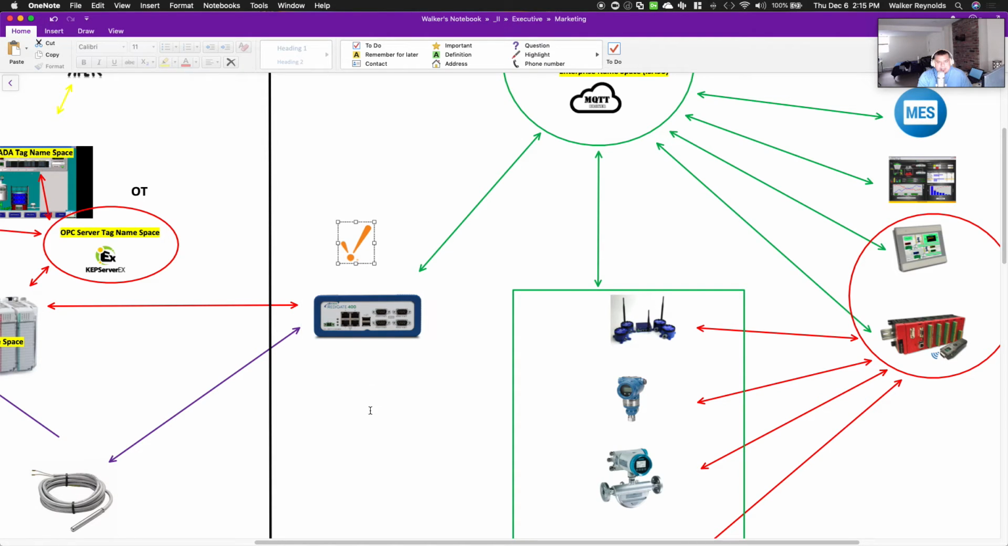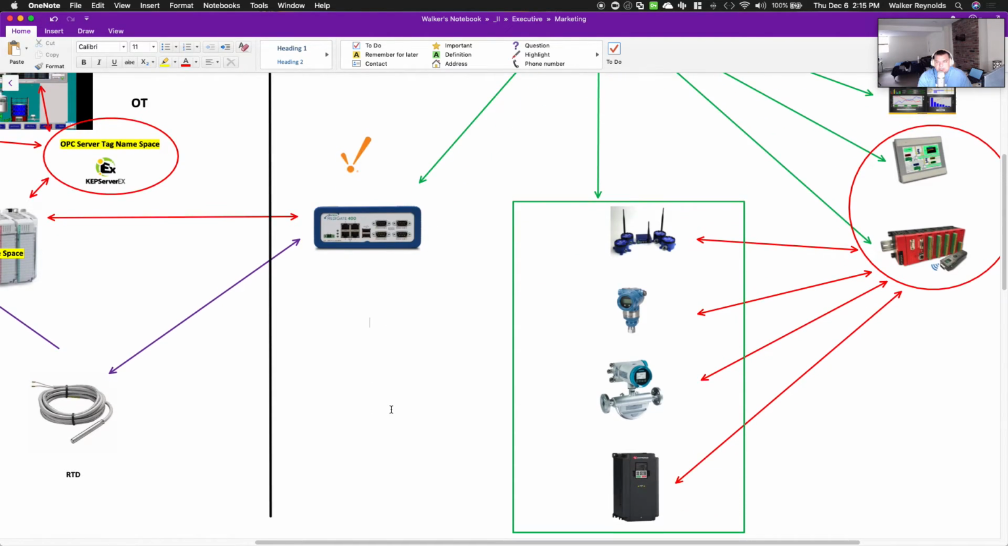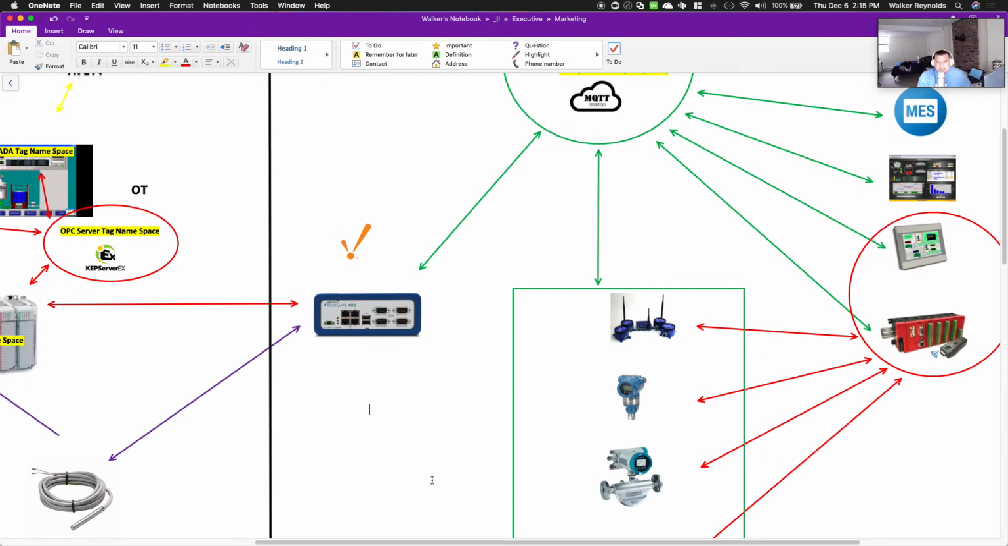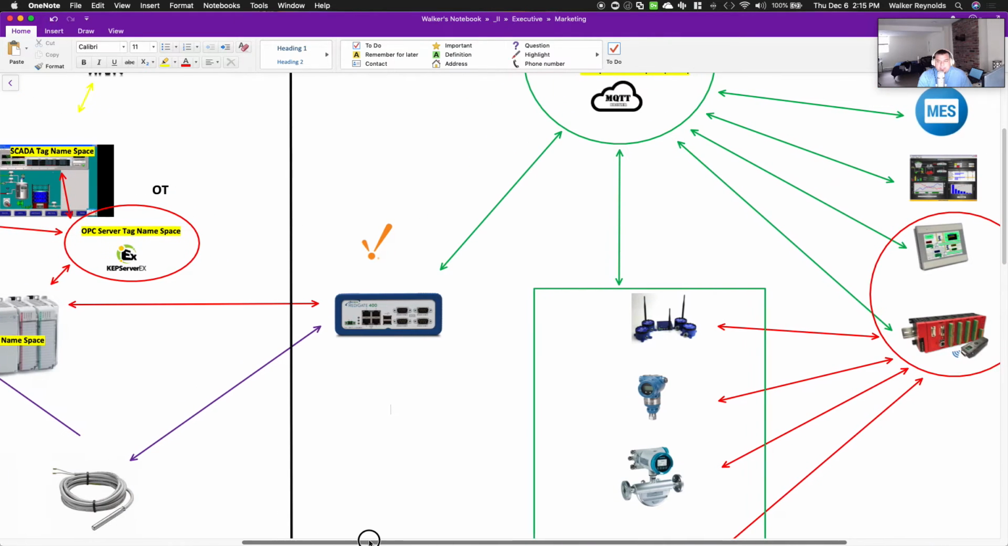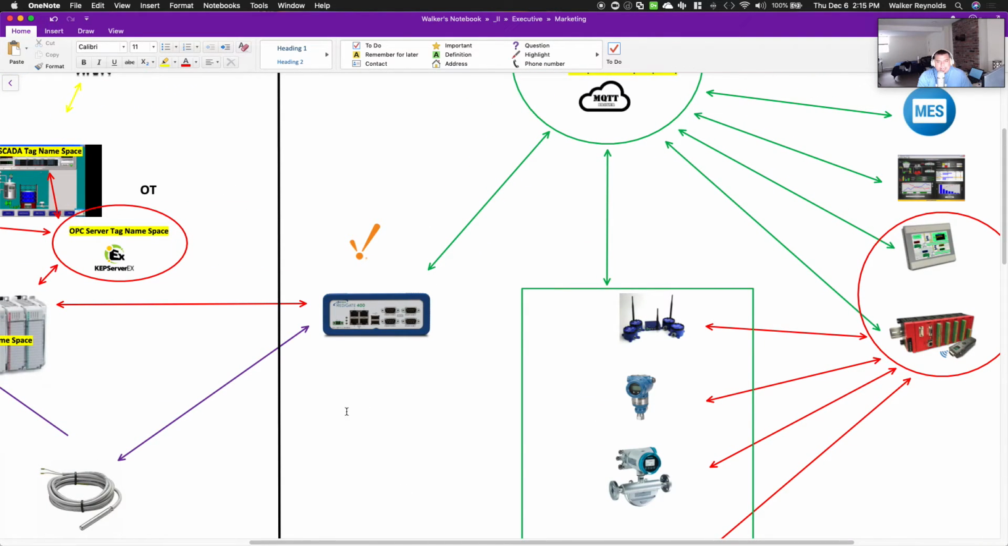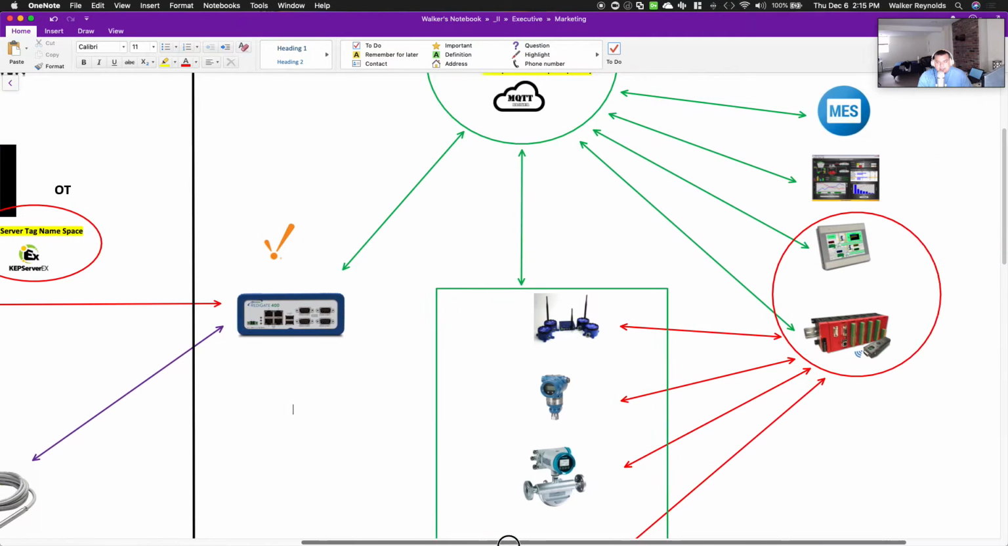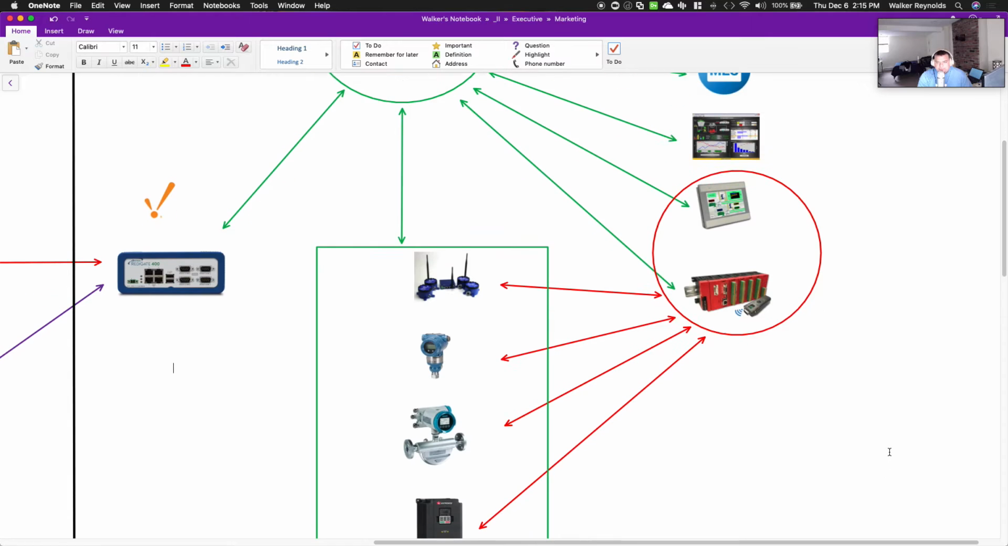But the ReadyGate does the same thing. So does the Maple Systems HMI. They are not the only ones. There are other solutions out there. I'm just pointing those two out. All right, so that's how you get your legacy devices plugged into an IIoT infrastructure, okay? And then what about the new stuff?